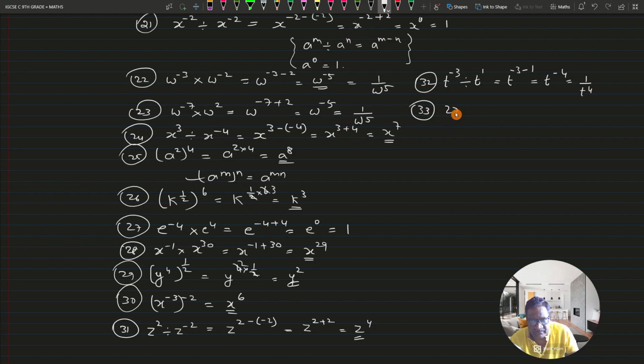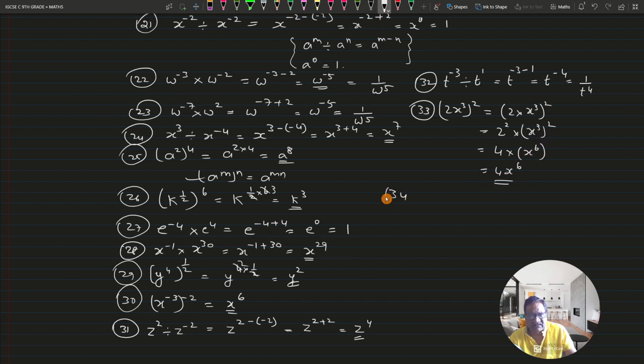2x cubed, whole raised to 2. Now this can be written as 2 into x cubed, whole raised to 2. You have to be a bit careful over here. Now this will go this way: 2 raised to 2 into x cubed raised to 2. This should work out to 2 raised to 2 is 4 times, 3 2s are 6, so x raised to 6. So your answer will be 4x raised to 6. That was the answer for 33rd.